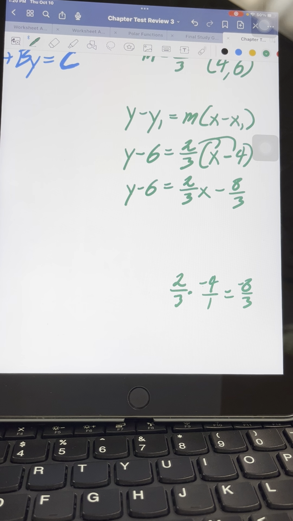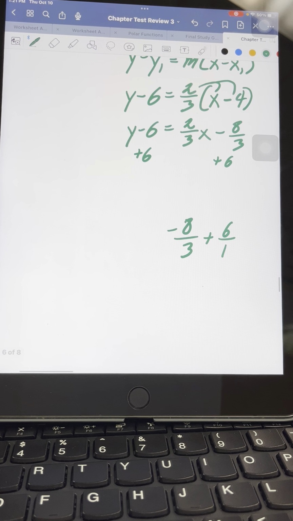Okay. Now I'm going to add 6 to this side, add 6 to this side. We know that in order to add fractions, we need to make the denominator the same. So times 3. So that's really going to be -8/3. Notice how I kept the negative here, because this subtraction belongs to the 8/3, so it becomes its negative. Now, what is 6 times 3? 6, 12, 18.